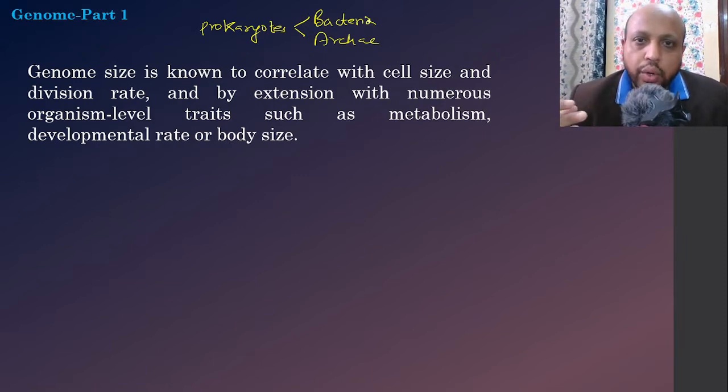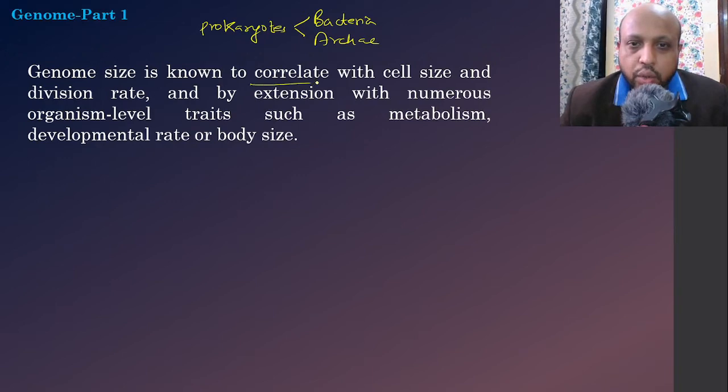But as you go up from the lower eukaryotes to fungi to the protists to the animals and to the plant systems, you find that the genome size is increasing. We will see a table in a minute. So the statement defined here is that the genome size correlates with the cell size, right? The division rate, like how much it is dividing, as well as the metabolism, the development rate, or the body size. So there is a pretty much acceptable notion that the genome size should depend upon that.